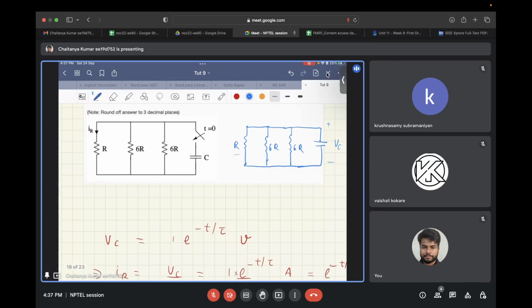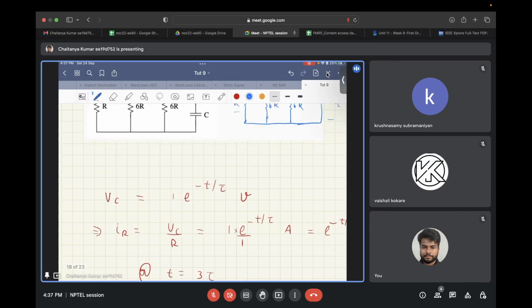So IR can be written using Ohm's law, the relationship between the voltage across the resistor and the current across the resistor. So IR is equal to VC by R. Hence, the equation for the current through this resistor R with respect to time, you get as V naught by R into e to the power minus t by tau.